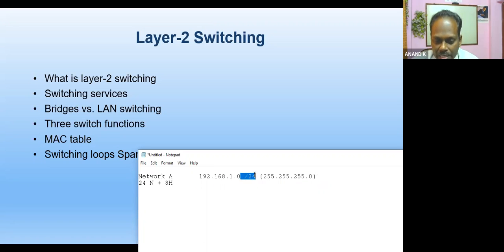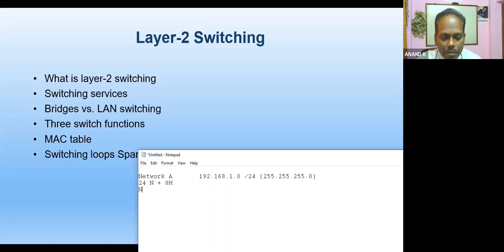Whenever you say /CIDR, this is called CIDR, classless inter-domain routing. Whenever you say /24, that is the number of network bits which has been set. The rest of the bits are host bits. So here we have 8 host bits. The maximum number of hosts in this particular network is 2 power 8, that is 256.